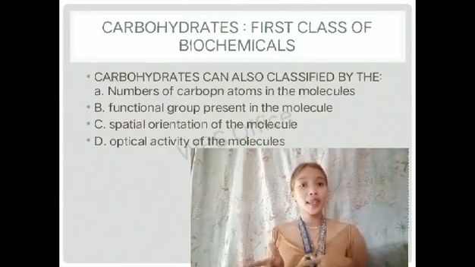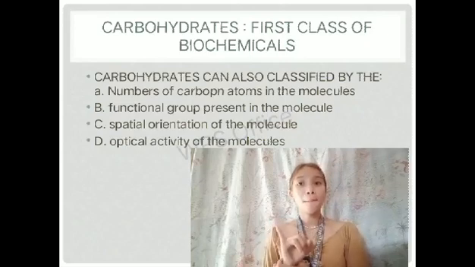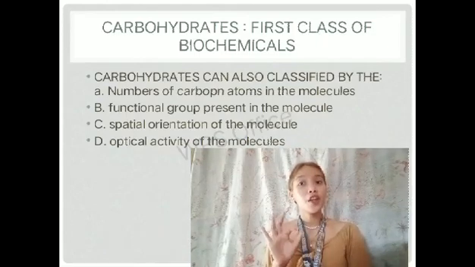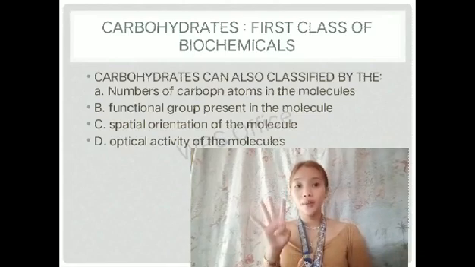Carbohydrates can also be classified by, first, the number of carbon atoms in a molecule; second, the functional group present in a molecule; third, the spatial orientation of the molecule; and the last is the optical activity of the molecule.